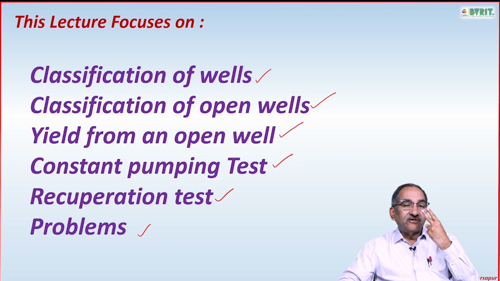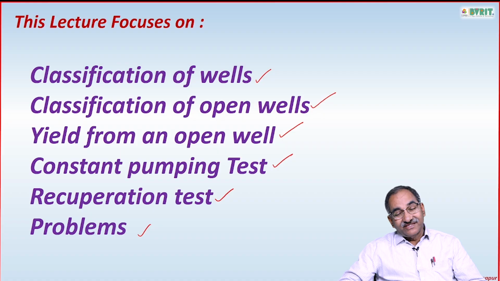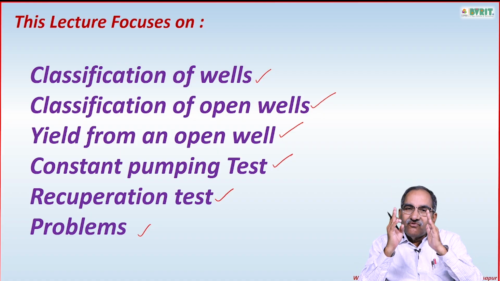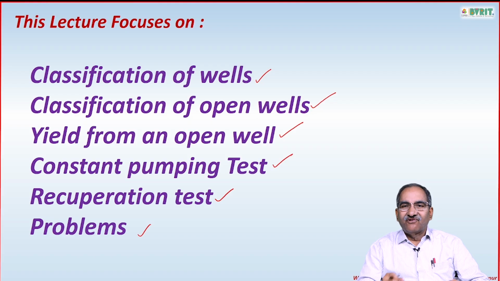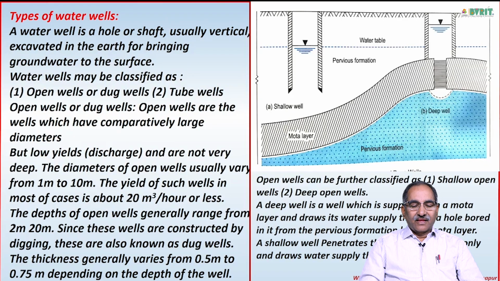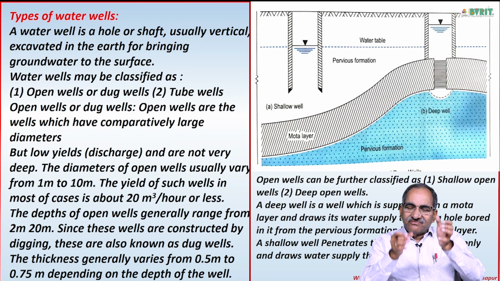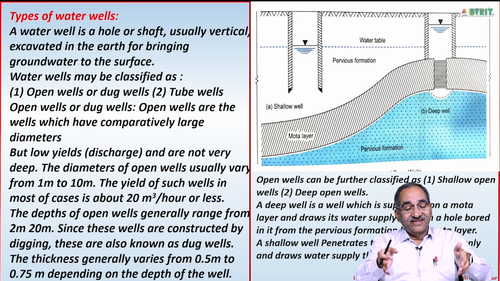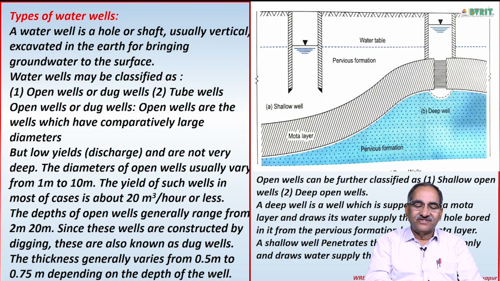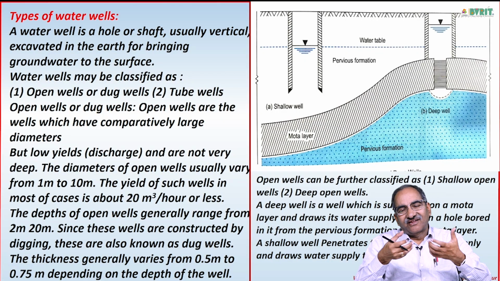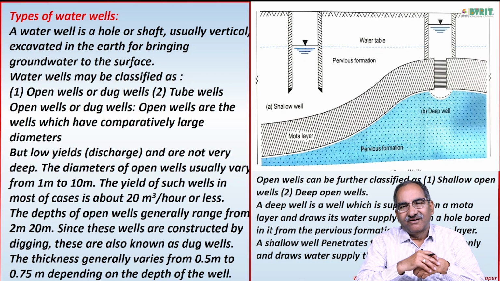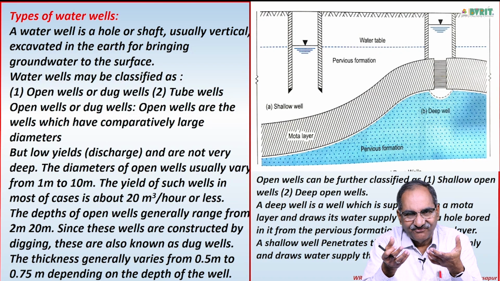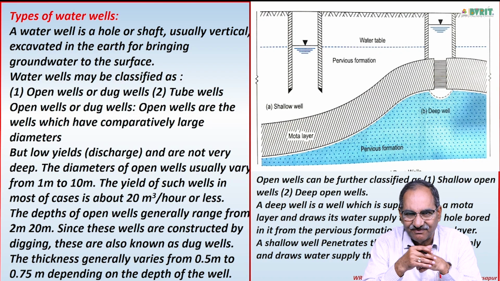Basically, there are two types of wells. One is open wells, the other one is tube wells. Today's complete lecture is focused on open wells. That is our focus actually. Now you know what a well is. A well is nothing but a hole made vertically into the ground in order to bring out the groundwater to the surface. That is basically the objective of any well construction.